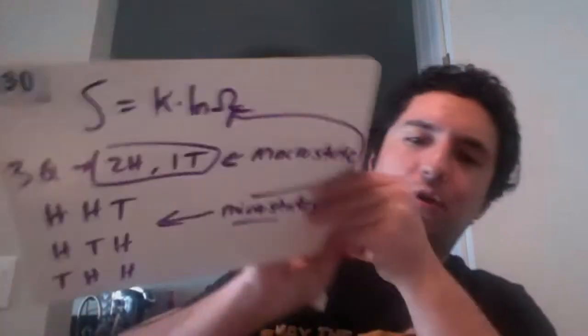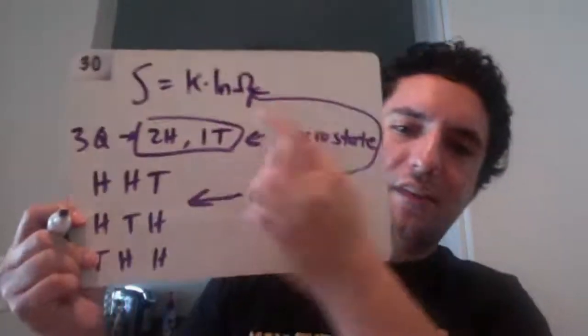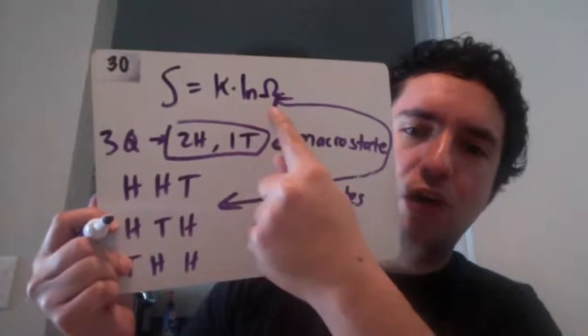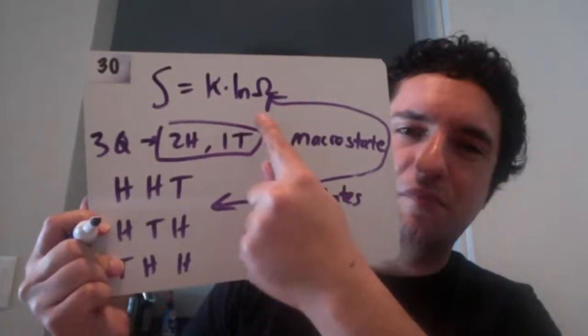Microstates is that little omega sign. That little omega in this natural logarithm is the number of possible combinations you can get. And it's a natural logarithm, so it's based on the number e, Euler's constant.